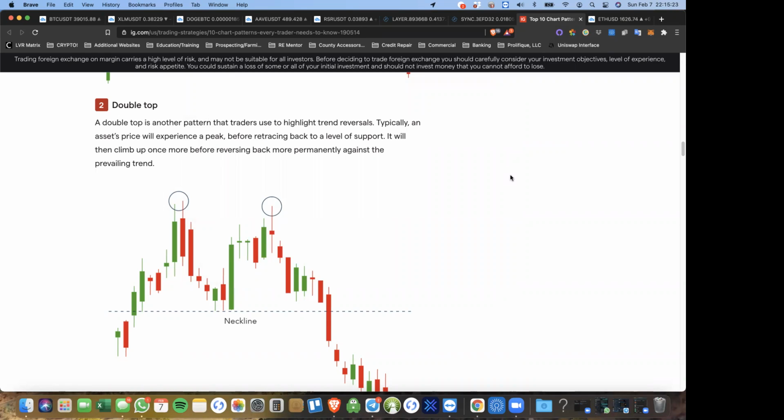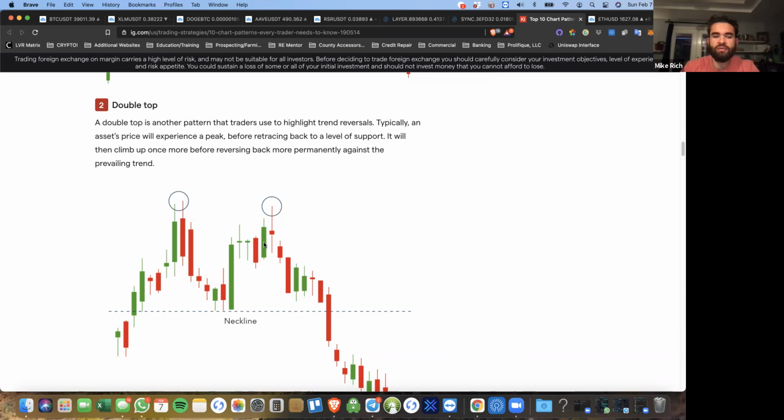Bottoms, double tops, they're the same thing. But when will it confirm? You know what I mean? Yeah, like right past the neckline.